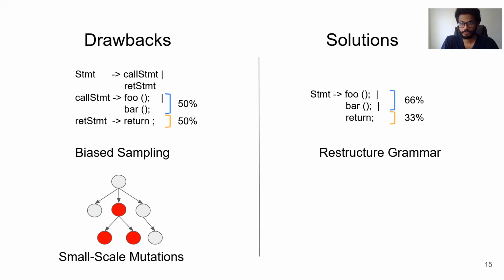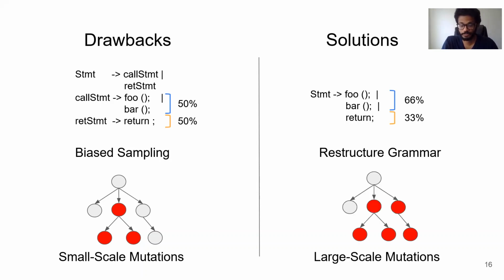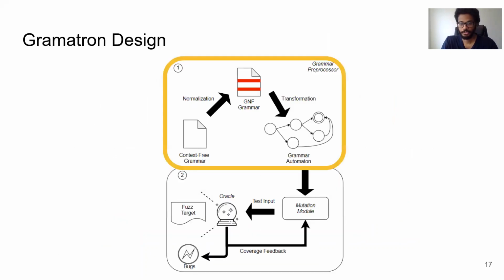For the first problem, biased sampling, we restructure the grammar itself to eliminate the sampling bias. And for the problem regarding small-scale mutations, we redesign the mutation operators to perform large-scale mutations instead. To perform the unbiased sampling coupled with these large-scale mutations in an efficient manner, we model the grammar as a finite state automaton, referred to as grammar automatons from here on out.